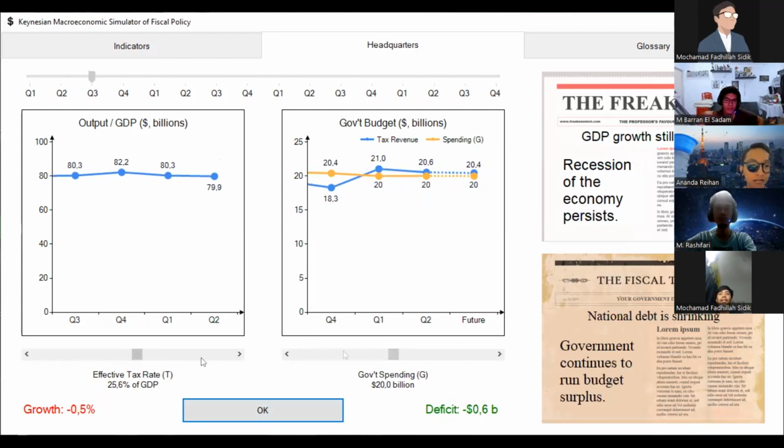All right, so growth seems to be fairly stable. I mean, it's slightly decreasing, but on the other side, the deficit is decreasing, so that's nice. What do you think we should do next? Reduce the tax rate and increase the spending. All right, let's try that.